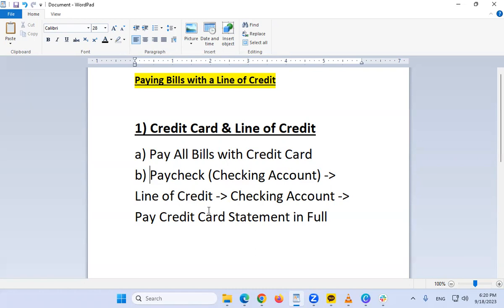Again, you need a checking account usually, right? I'm not saying get rid of your checking account. The only difference between what I call the velocity banking situation and the average American situation is what's your operating account. Is it the line of credit, or is it the checking account, right? And so the source of funds will eventually come from the line of credit back to the checking account, and then you pay your credit card statement in full. So that's my preferred method of paying bills.